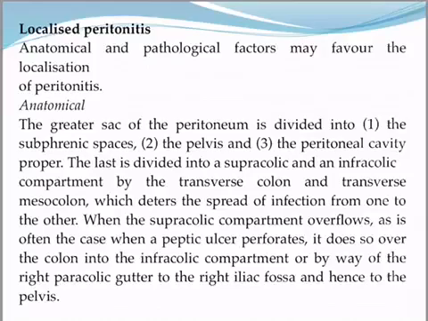Any focus of infection in one compartment will be prevented from becoming diffuse to another by these anatomical factors, by its peritoneal attachment. There are peritoneal attachments that divide this compartment into a separate one. But if one compartment is overwhelmed or overflows, it will certainly flow to the other compartment. So these attachments will limit or favor localizing the inflammatory process, which remains localized in one compartment rather than becoming diffuse to another.